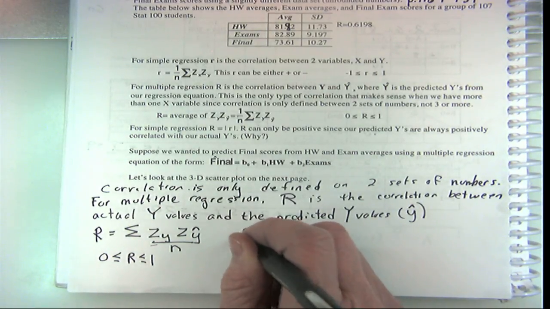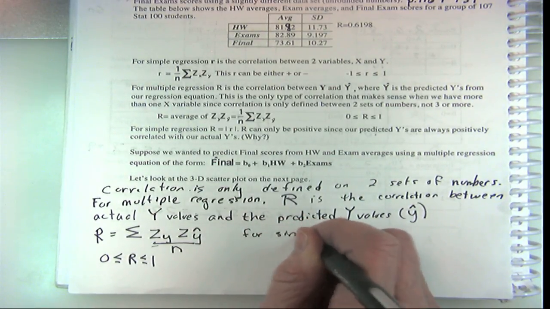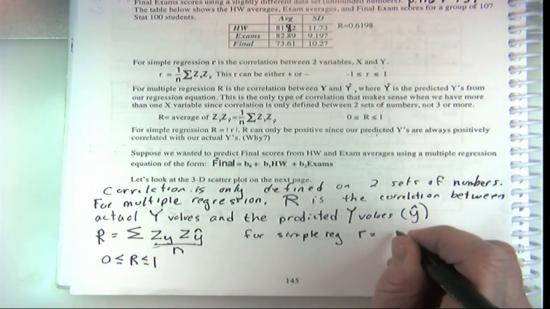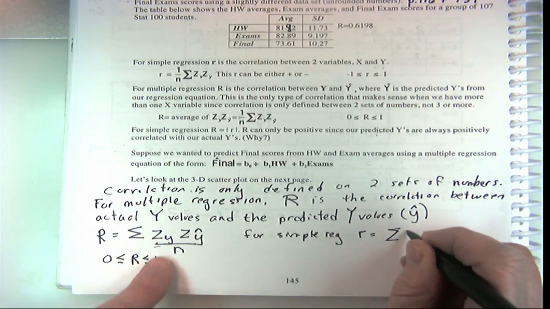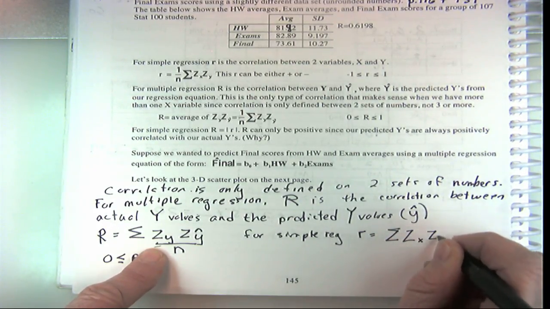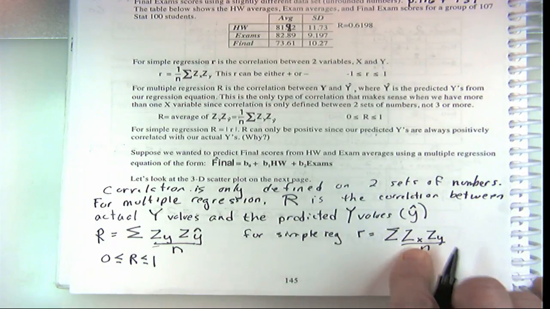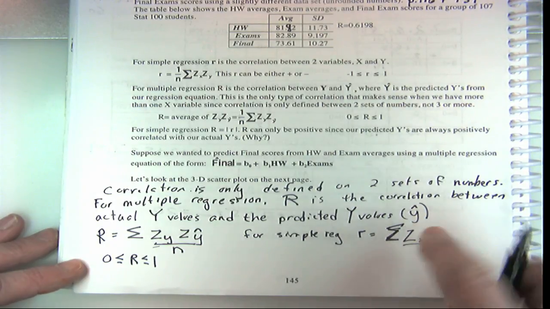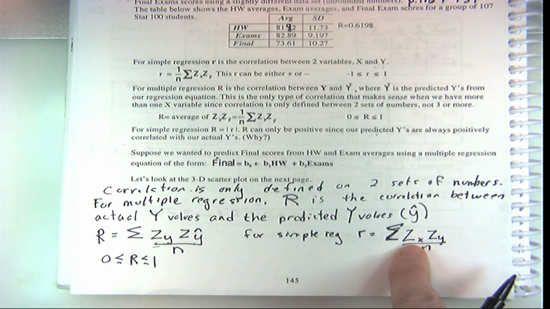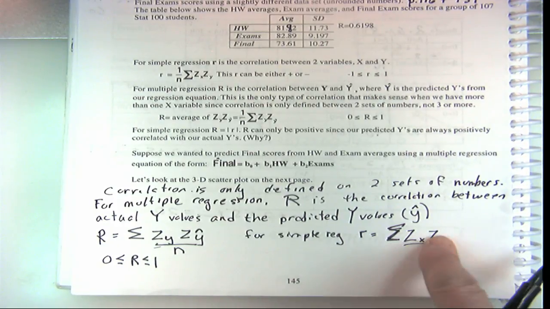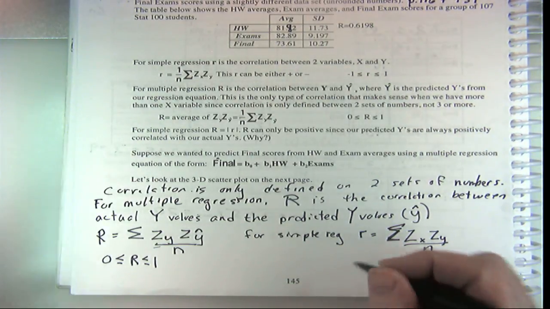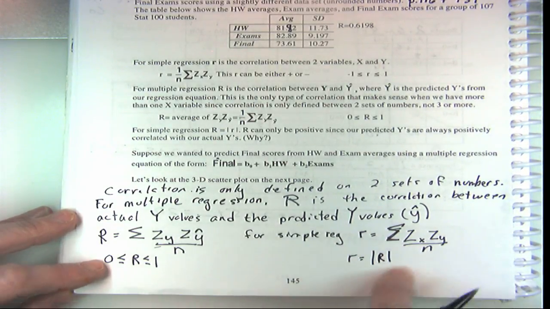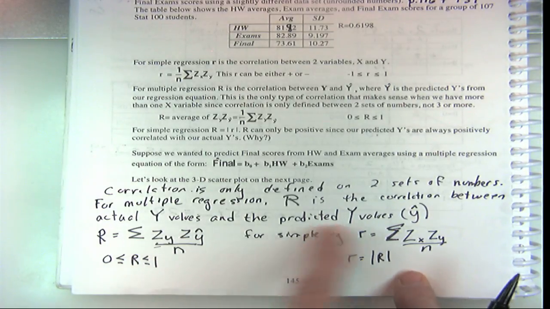For simple regression, we have little r, and that's defined as the sum from i equals 1 to n, however many pairs you have, of zx times zy, divided by n. So it's the average of their products. We did this. And here, for simple regression, the multiple R is equal to the absolute value of r. So you could do it this way for simple regression, but it's always positive.